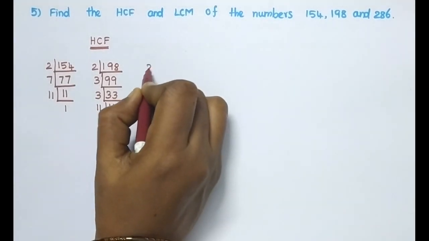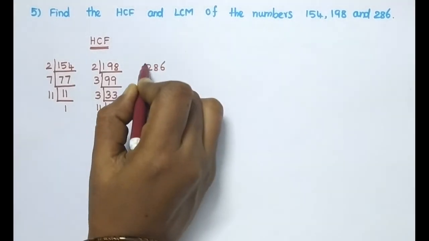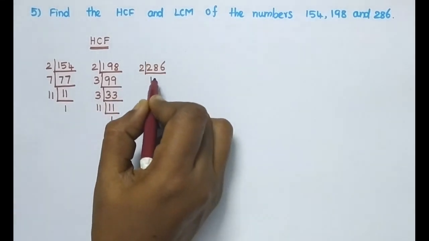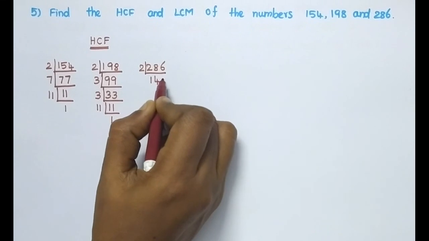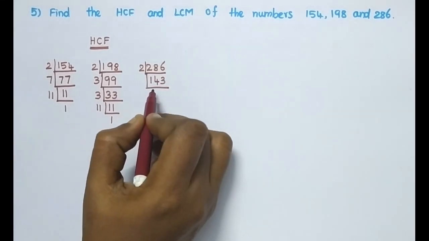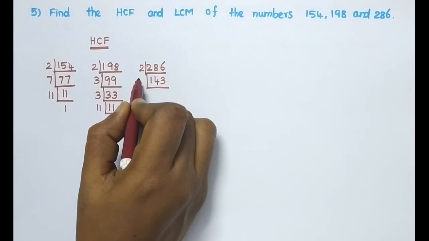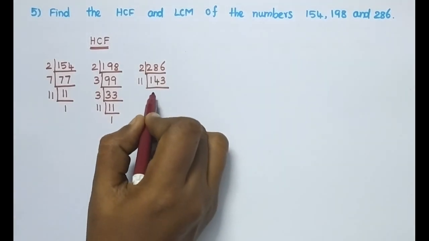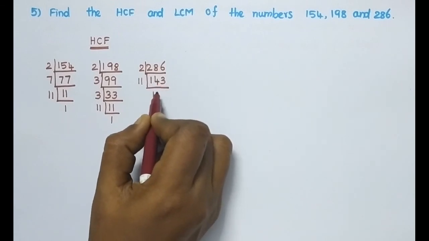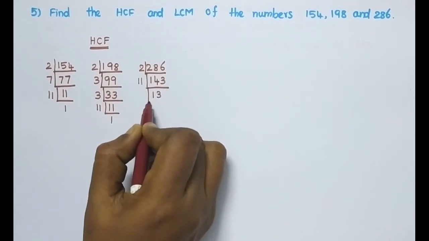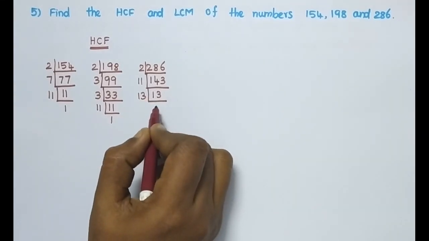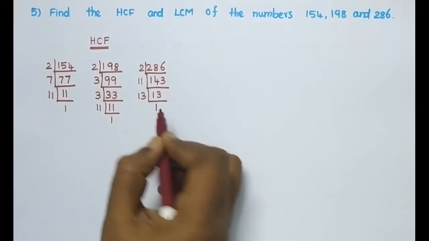Next one, 286 divided by 2. 1 2 is 2, 4 2s are 8, 3 2s are 6. So 143. It is divided by 11. 1 11 is 11. Balance 3, it becomes 33. So that is 13. 13 is a prime number, so it is divided by itself only. So 1 time.